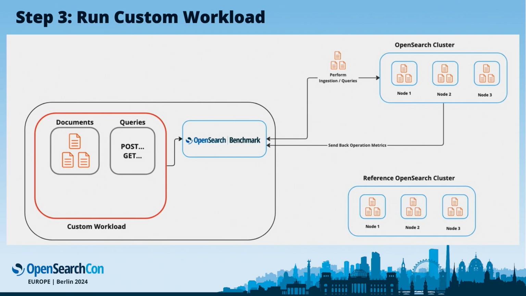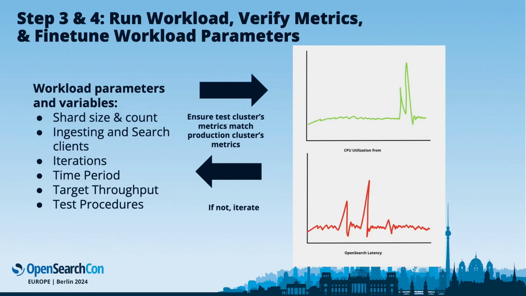So step 3 is running this test on a test cluster that is similar in configuration to your production cluster. You'll run the test a few times, and you'll compare the metrics. You'll see, OK, are the metrics that I'm seeing in my test cluster similar or identical to the production workload? And if not, you want to go back to the workload parameters and see which parameters I can change to bring the metrics in my test cluster similar to the production cluster. And it basically becomes this iterative cycle.